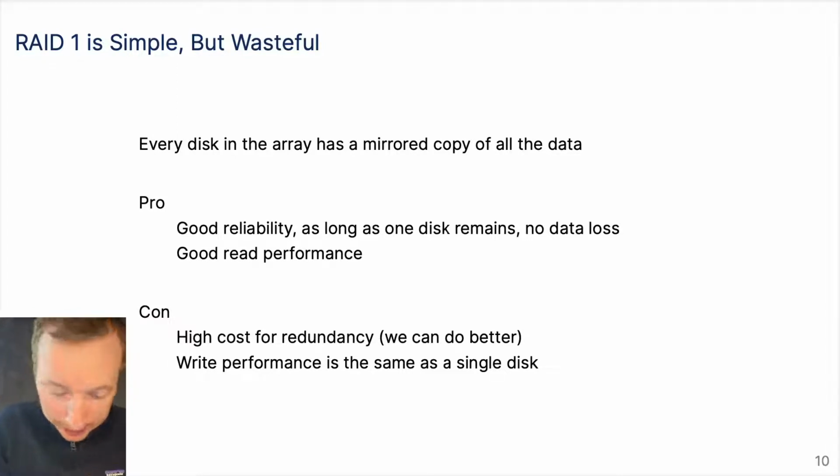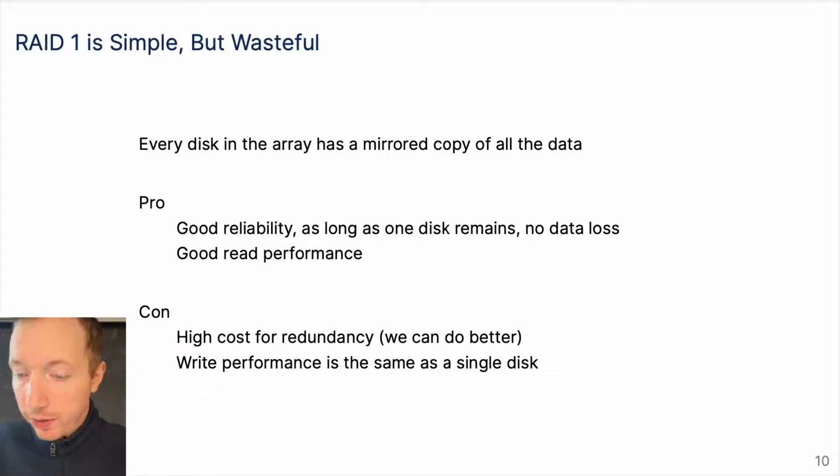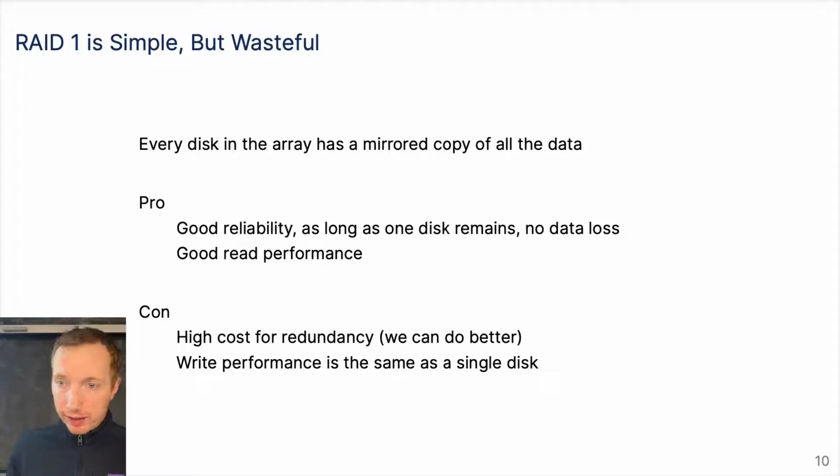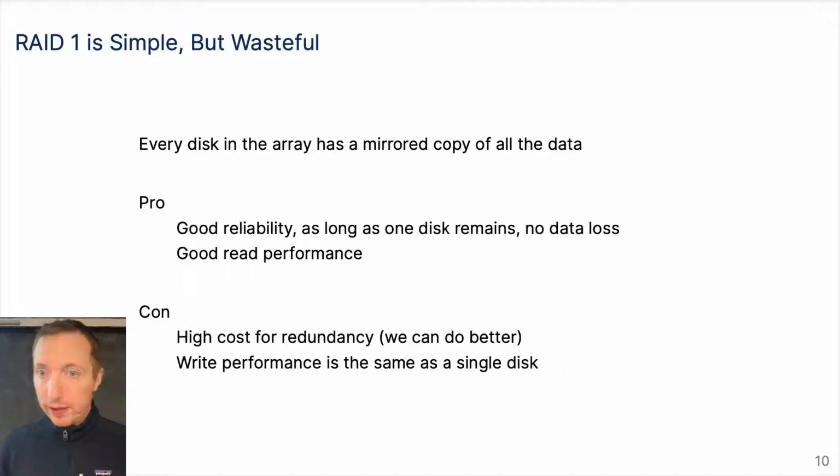So in this, every disk has a mirrored copy of all the data, and again, like RAID 0, this can scale up. So I could have RAID 1 for multiple disks. You could have 4 disks that are all copies of each other. Your read performance will be 4 times as good, but your write performance is going to be the same as a single disk. But the benefit is that you can lose up to 3 of your 4 disks. As long as one survives, you still have your data left.